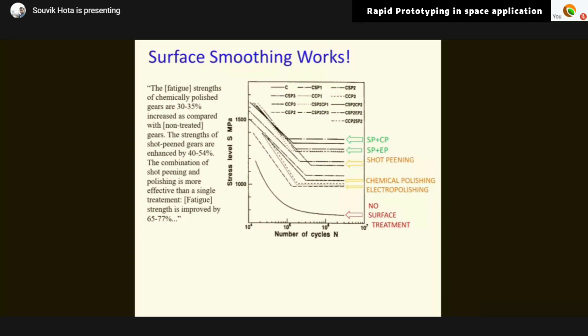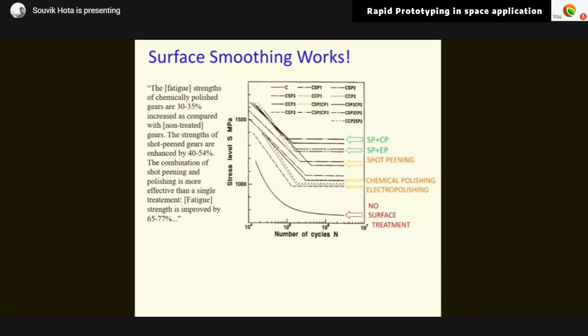And see the strength of shot peened gear. We can apply the shot peening process to get a 40 to 54% increment in strength. So these are all the research outcomes on which we are currently working. You can see in this graph I have marked no surface treatment, which has a lower fatigue life, so the fatigue life is not that much.